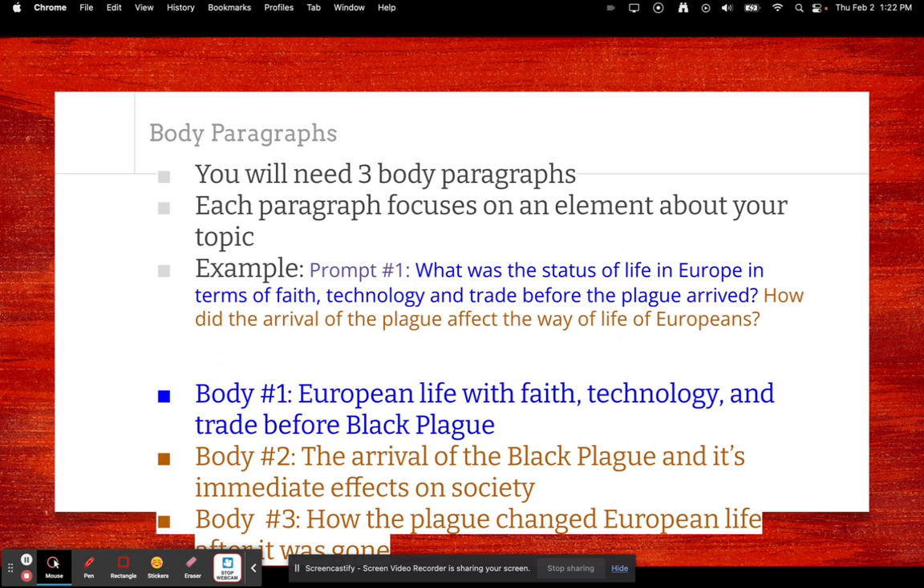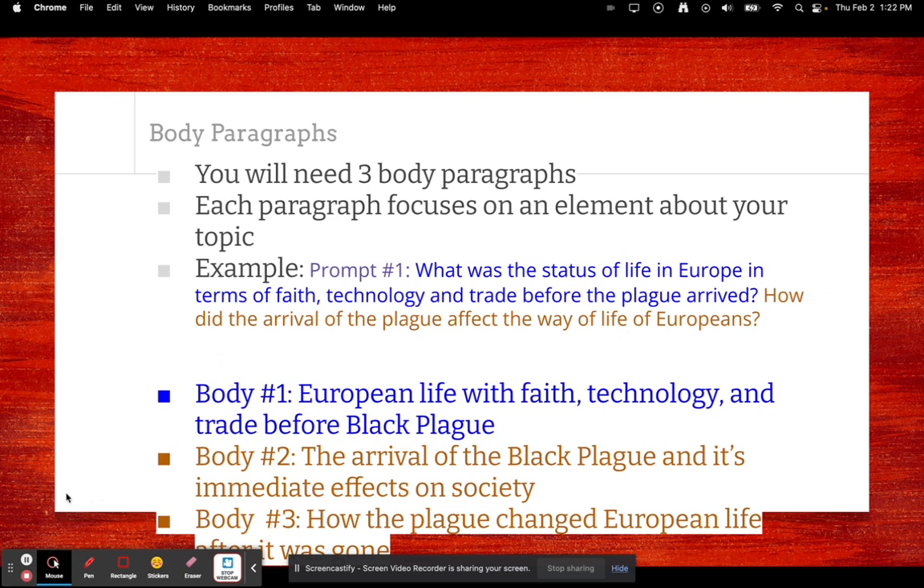Body paragraph number 1, I would talk about European life with faith, technology, and trade before the plague. Do you see how I got that directly off of the prompt itself? Body paragraph number 2 is the arrival of the Black Plague and its immediate effects on society. That's the beginning of how did the arrival of the plague affect them, like when it first arrived.